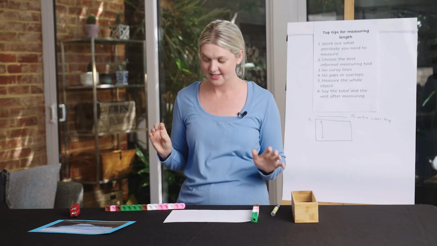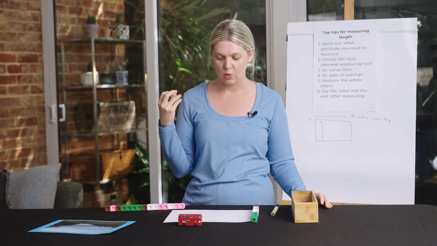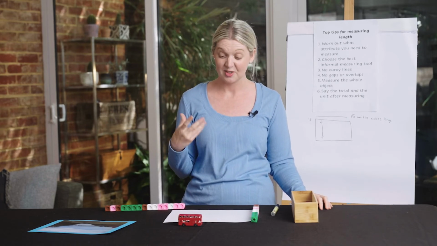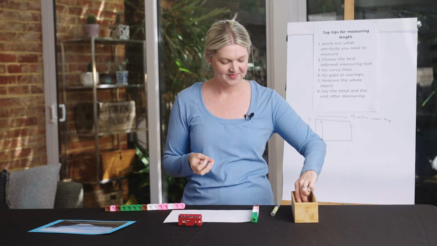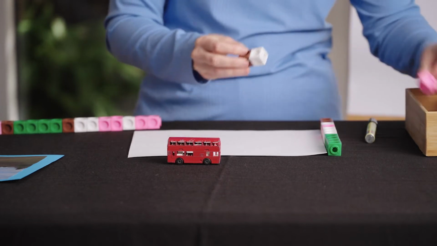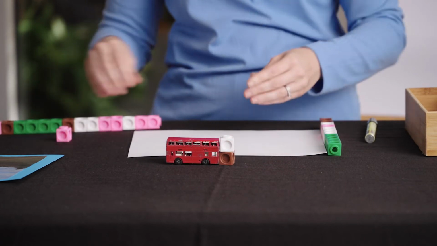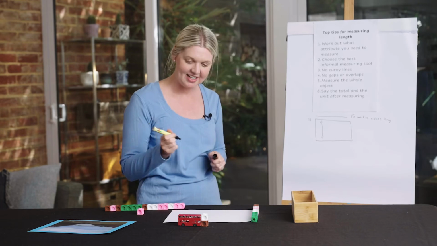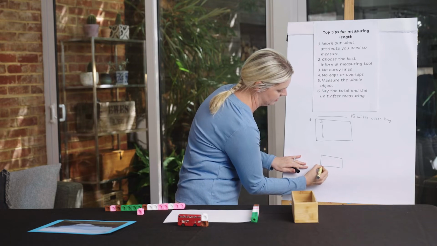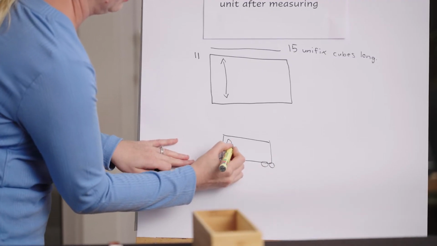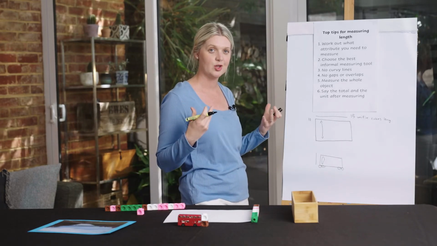Okay, let's measure how tall our bus is. Now I'm going to visualize one Unifix cube and I'm going to estimate that this bus might be 2 Unifix cubes. Shall we measure? I'll try 3. No, look at that. Oh, very accurate. So let's draw our bus. And the wheels. Now, it was 2 Unifix cubes tall.